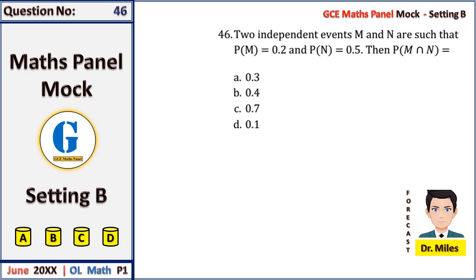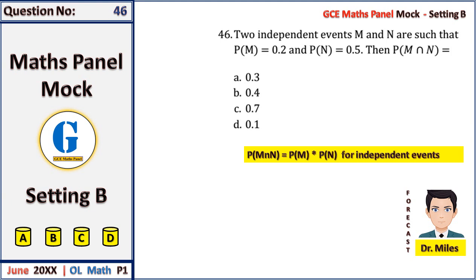46. Two independent events M and N such that probability of M equals 0.2 and probability of N equals 0.5. Then the probability of M and N is, since the two events are independent, equal to the product of the individual probabilities. So probability of M intersection N is equal to 0.2 times 0.5, which is 0.1.